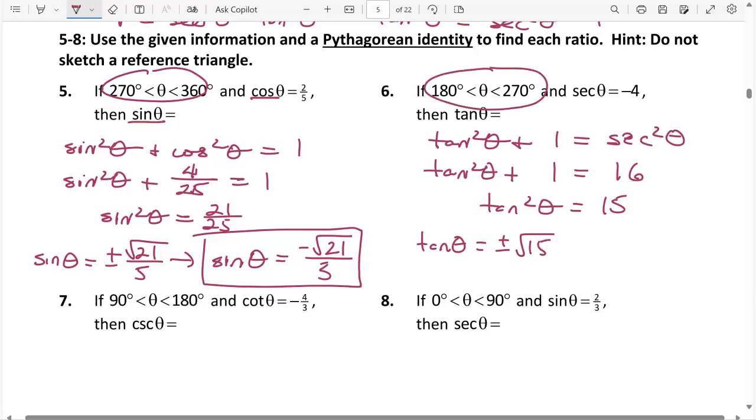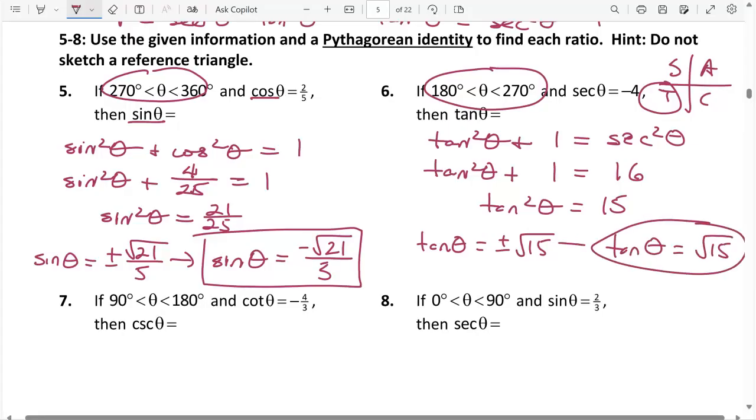Our angle is between 180 and 270. And that would be a quadrant 3 angle. And in quadrant 3, tangent is a positive value, so tangent of theta is equal to the positive square root of 15. That's how we decide if it's plus or minus.